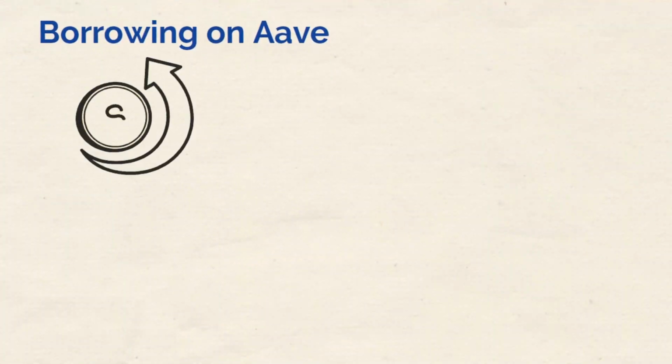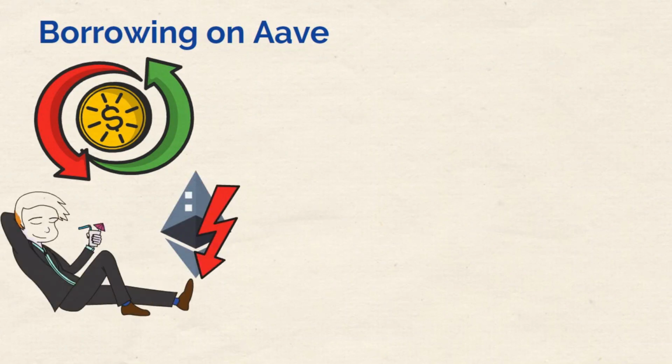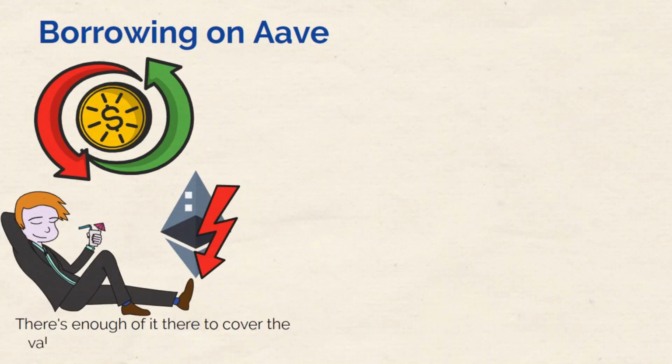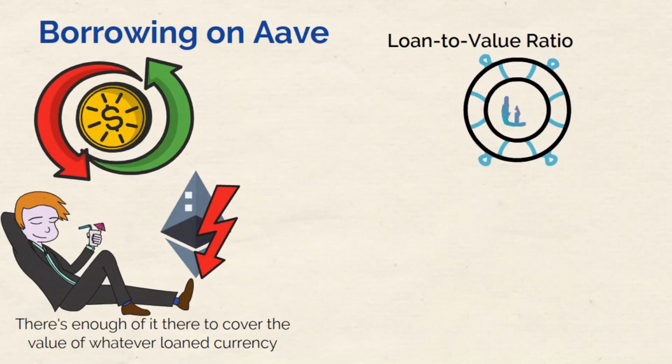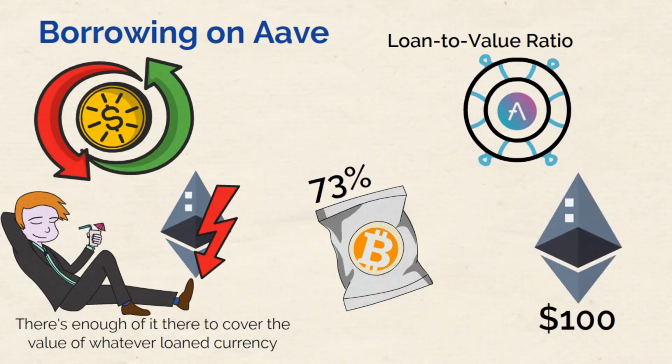The reason it's set up this way is because crypto is extremely volatile, so Aave takes more from you to compensate. Even if your collateral, in this case Ethereum tokens, loses some value, there's enough of it there to cover the value of whatever loaned currency you got in return. This is where loan-to-value ratio comes in. For example, the loan-to-value ratio for wrapped Bitcoin, a type of cryptocurrency, is 73% around the time of this video. So if you deposit $100 worth of Ethereum, you can borrow $73 worth of wrapped Bitcoin back.